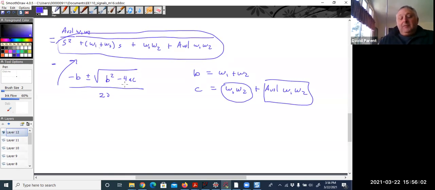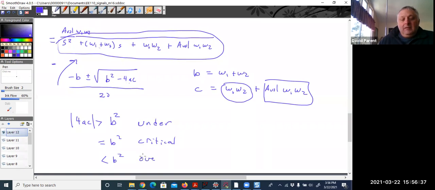And to know if the system has changed to underdamped, right? If 4AC is greater than B squared, these roots will be complex and it'll be underdamped. If it's equal, it'll be critically damped. And if it's less than, overdamped.